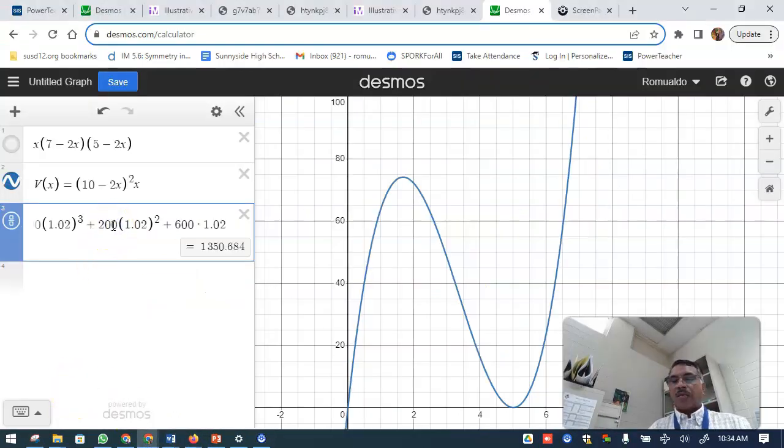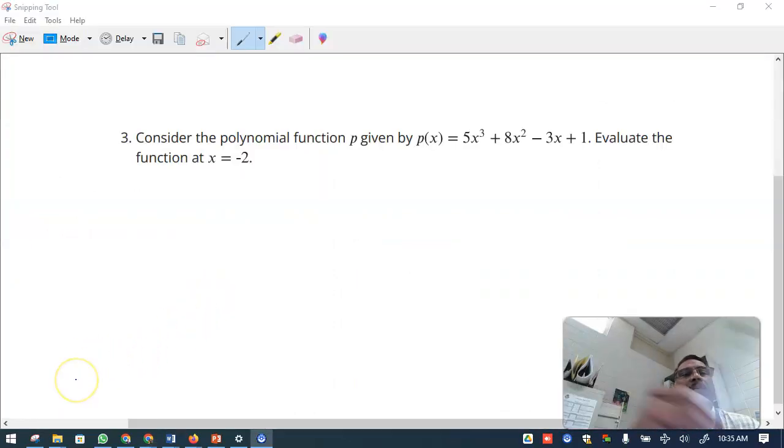Yeah, I just thought of showing with the Desmos calculator. You can, on your laptop, open desmos.com like this and then calculate. 500 was deposited for 3 years, so 1.02 raised to the power 3, and then 200 was for 2 years, and 600 for 1 year, and you'll get the answer of exactly what I said, 1350.68. Hope that helps.